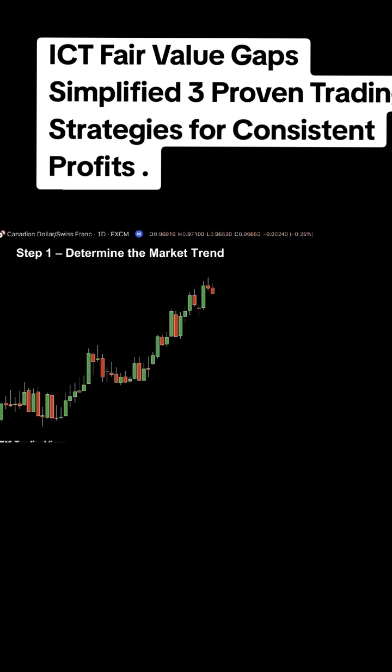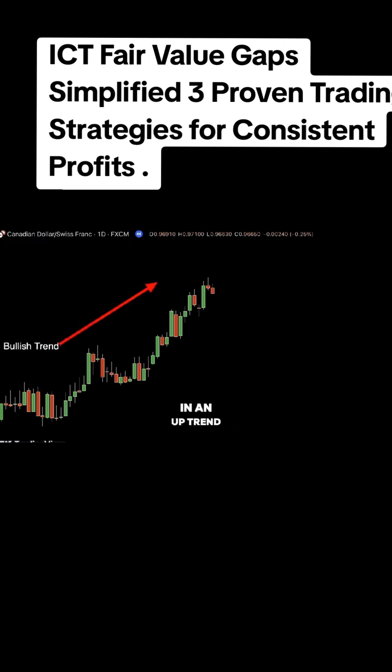Step 1. Determine the market trend. The first thing you need to do is identify whether the market is trending bullish or bearish. This can be done by analyzing the overall direction of the asset. In an uptrend, the market will form higher highs and higher lows, while in a downtrend, it will create lower lows and lower highs.